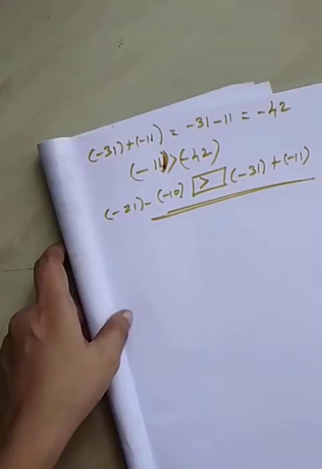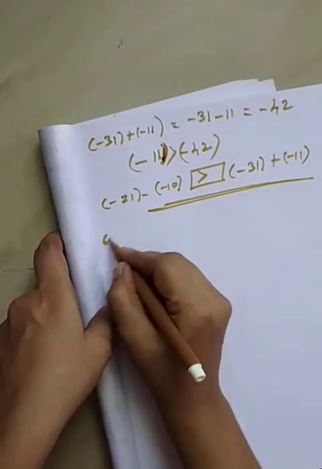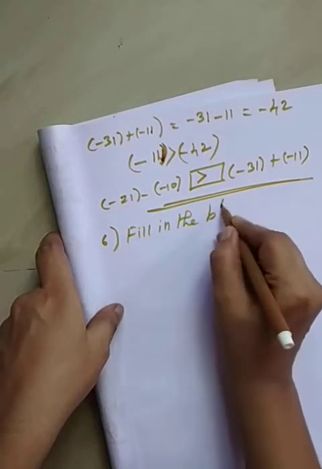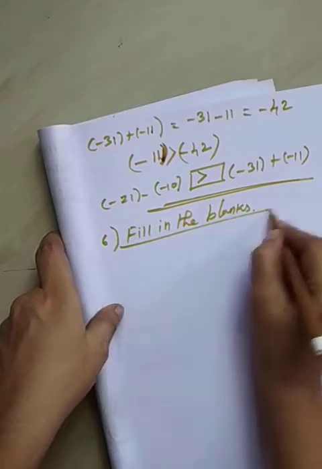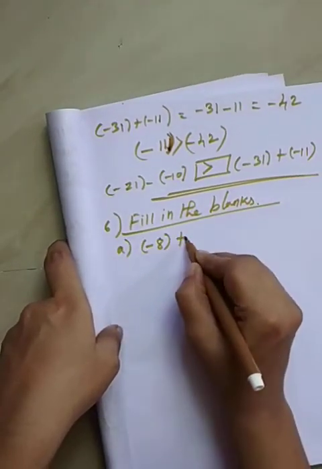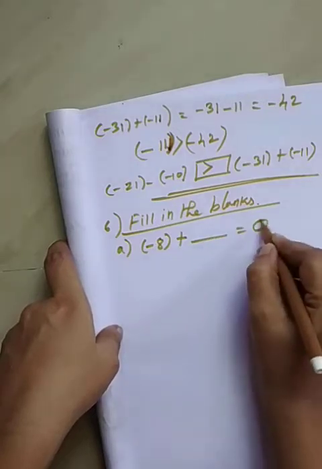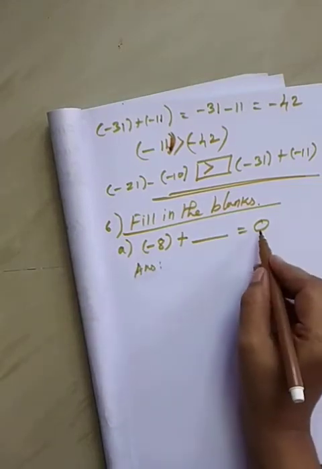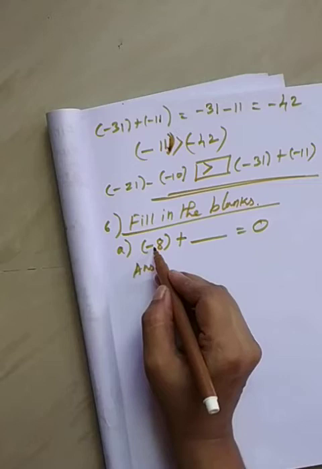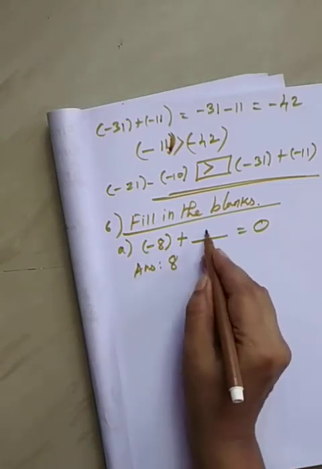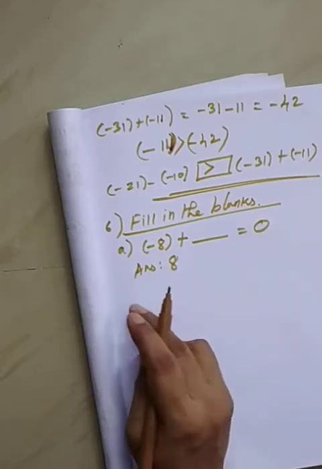The next one. Fill in the blanks. See here, minus 8 plus dash equal to 0. See here, which value is here? What is your answer? The right hand side is 0, means minus 8 is here. So which value you have to put? You will get 0, 8. Minus 8 plus 8 means your answer is 0.